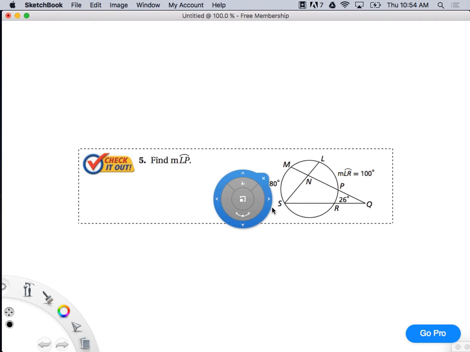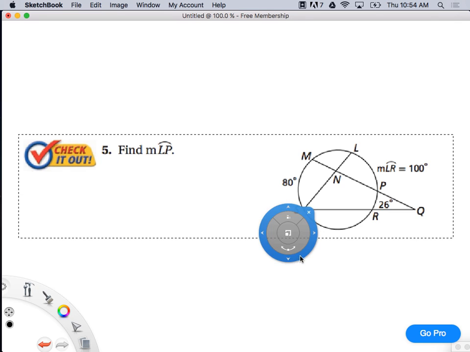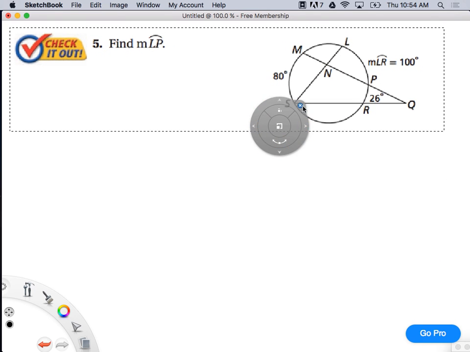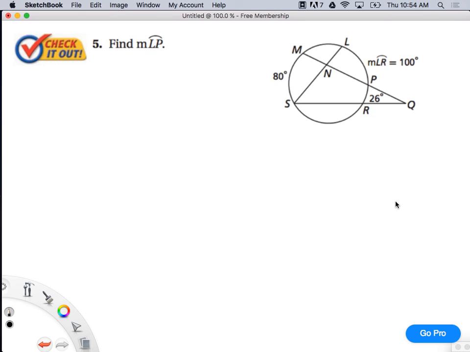Okay, so let's take a look at this question. I want you guys to think about this for a few minutes. Just take a look at that and see if you can figure out the answer. It's asking for the measure of arc LP. What's LP? This. Okay? LP is this. It tells you that this whole arc, L to R, is 100. So to find this, all you have to do is find this little piece and figure out what that is.